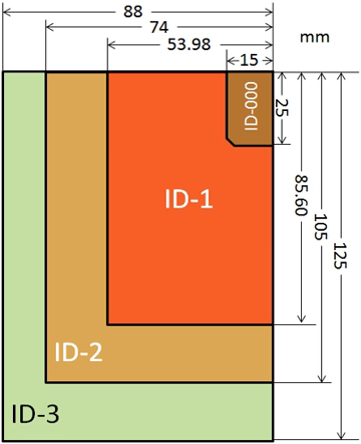Topic: ID2. The ID2 format specifies a size of 105 × 74 mm, 4.134 × 2.913 in. This size is the A7 format. The ID2 format is used, for example, for visas.